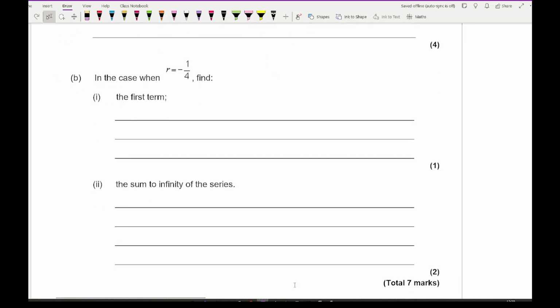Moving on to B, it says in the case when r equals minus 1/4, find the first term. Well, we know that ar equals 48. So a is going to equal 48 divided by minus 0.25, or minus 1/4. So we get a equals minus 192.